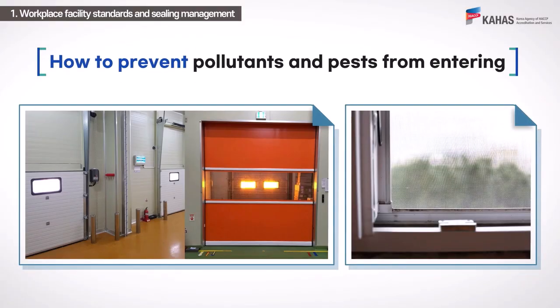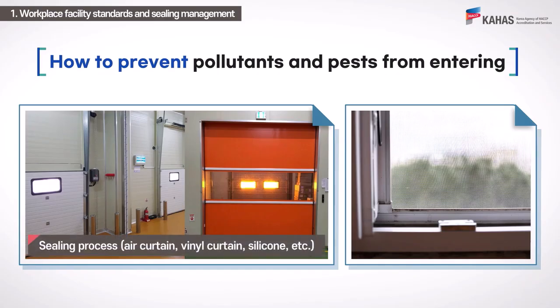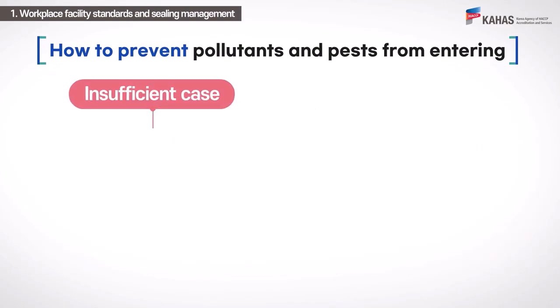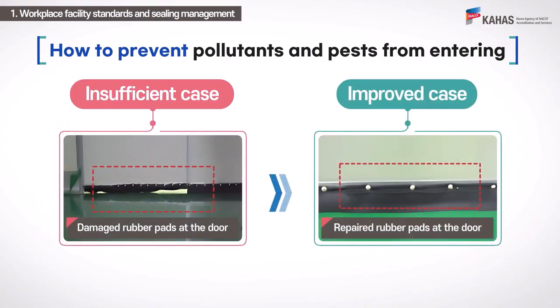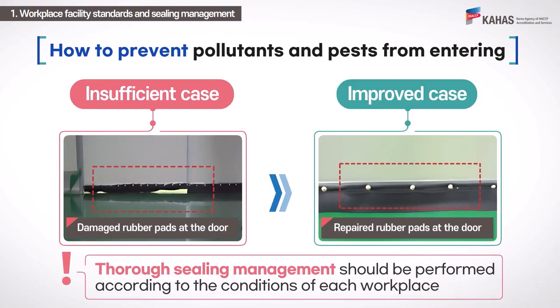To prevent pollutants or pests from entering through the external doorway, sealing processes such as air curtain, vinyl curtain, silicone, etc., and fly screen are used. You can also install rubber pads or double doors on workplace doors. Most importantly, sealing management should be performed according to the conditions of each workplace.